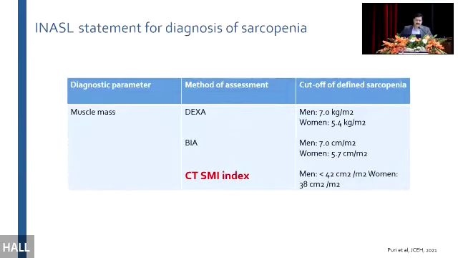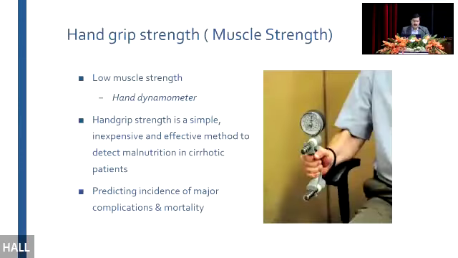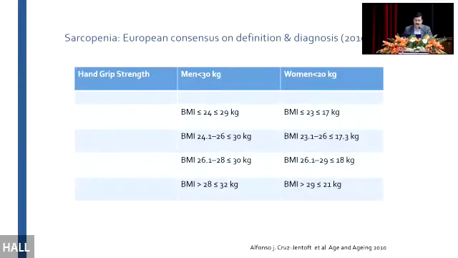So what does the INASL suggest for diagnosis of sarcopenia? The SMI cutoffs are 42 for males and 38 for females, and this is based on the Asian cutoffs, Japanese and South Asian cutoffs, which have been derived from various studies. How do you assess muscle strength? The best, easiest, simple and inexpensive test is the hand grip, and it has been seen in studies that it helps in prediction of major complications and mortality.